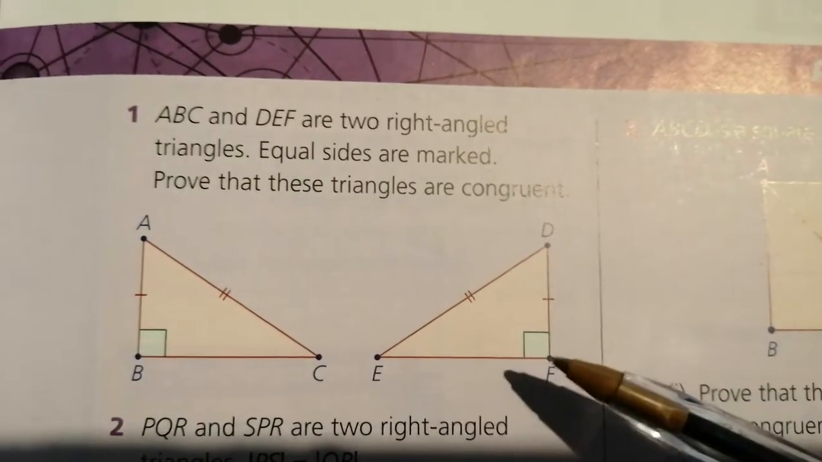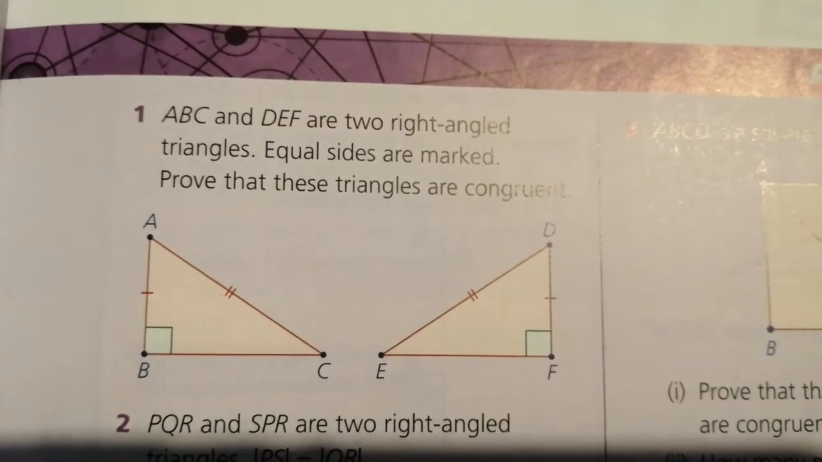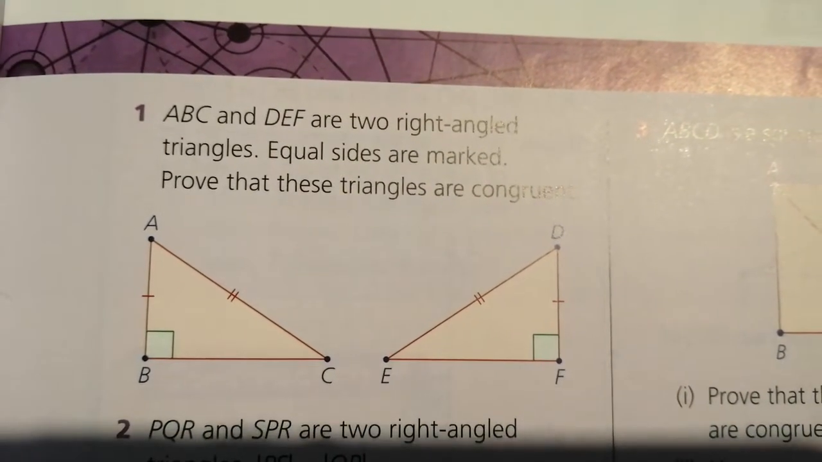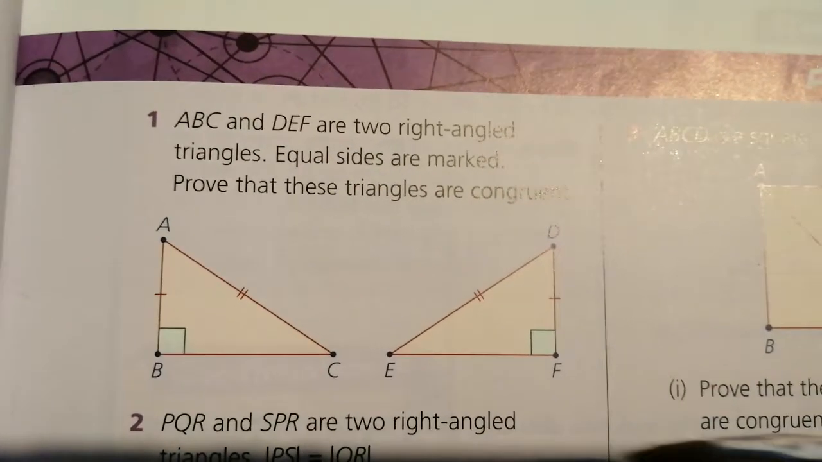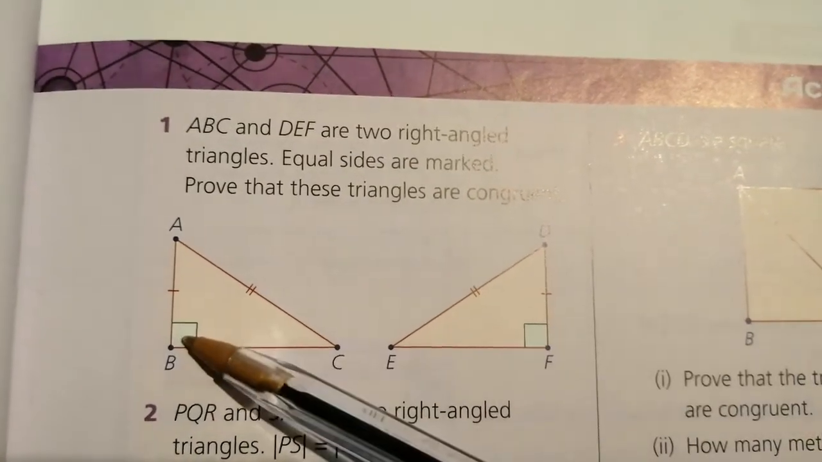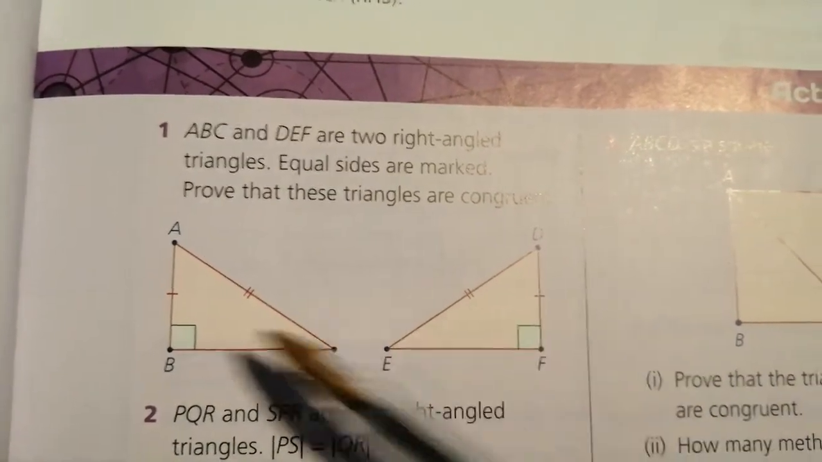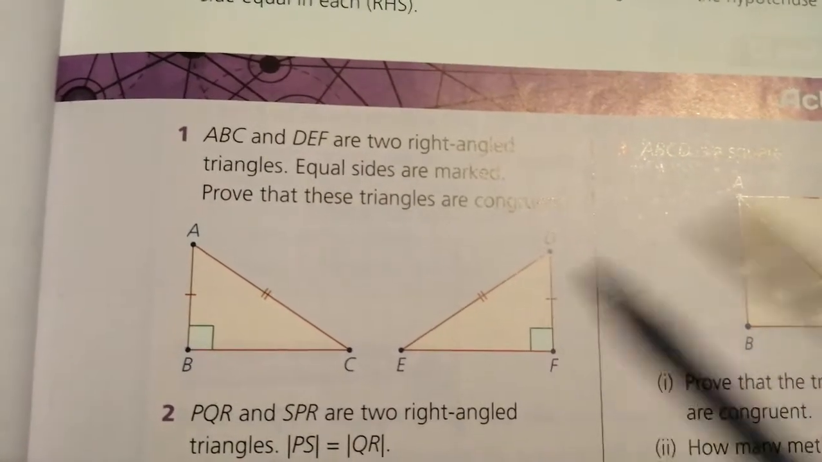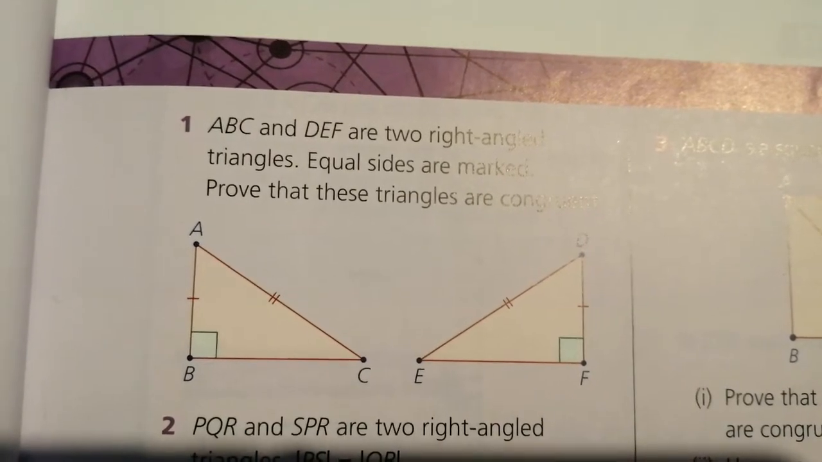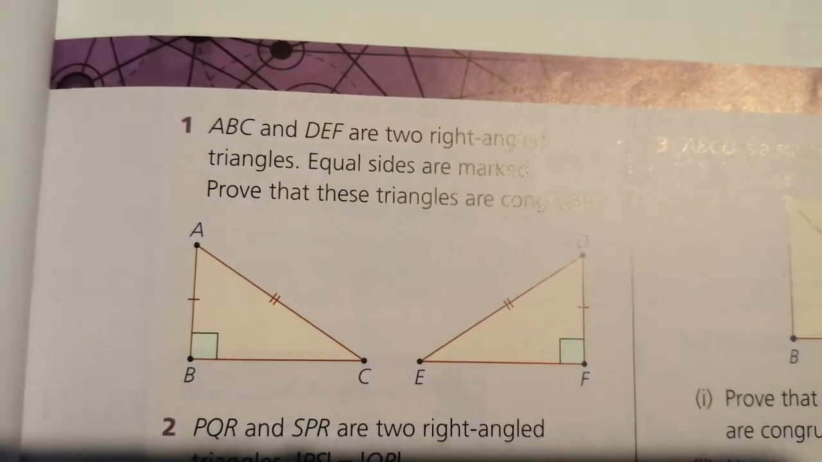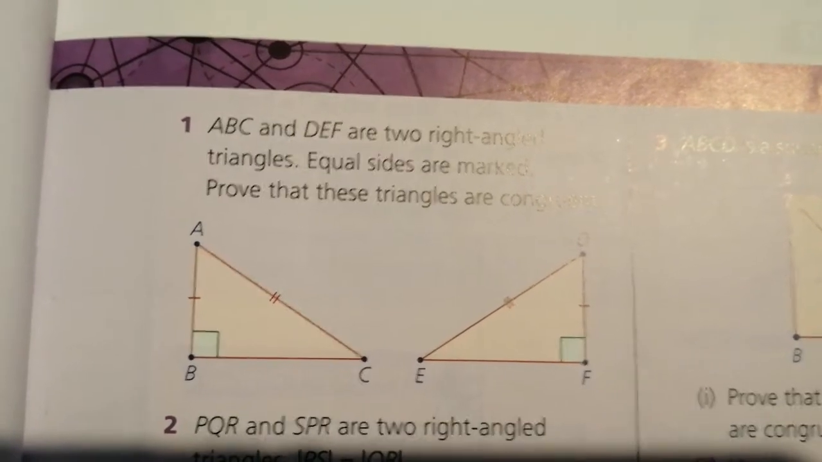ABC, DEF. Equal sides are marked. Prove that these triangles are congruent. So we know straight away from looking at it that we're going to use the RHS because we've got right angles that are equal in both of them. They both have their hypotenuse, which is equal, and they have another side which is equal. So RHS is the reason they're congruent. But because they said prove, we actually have to write down why each part of the RHS is true, and then just say therefore they are congruent.